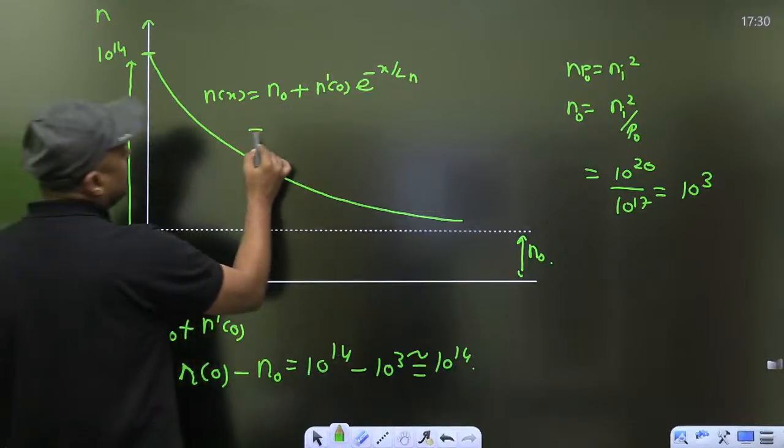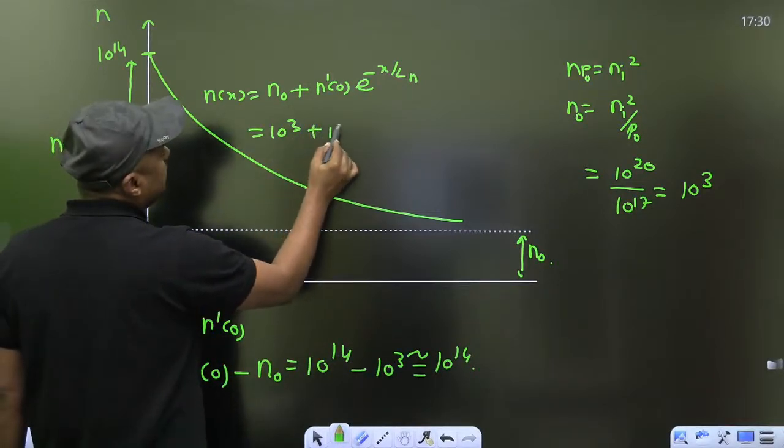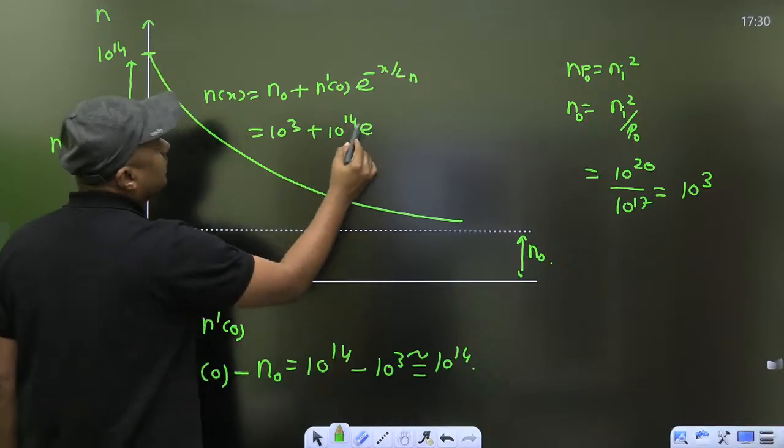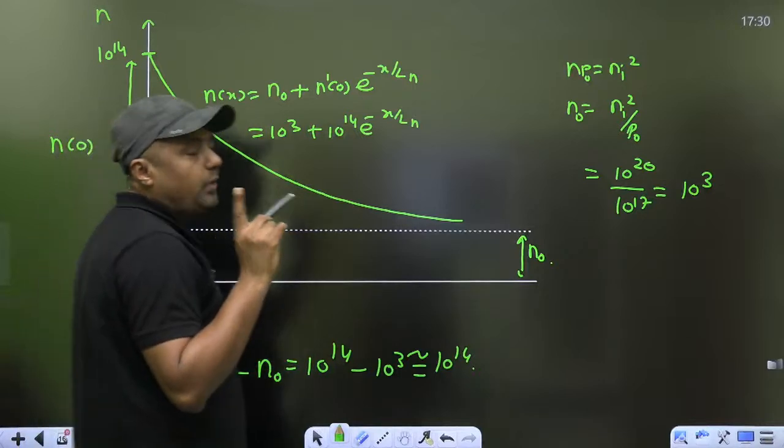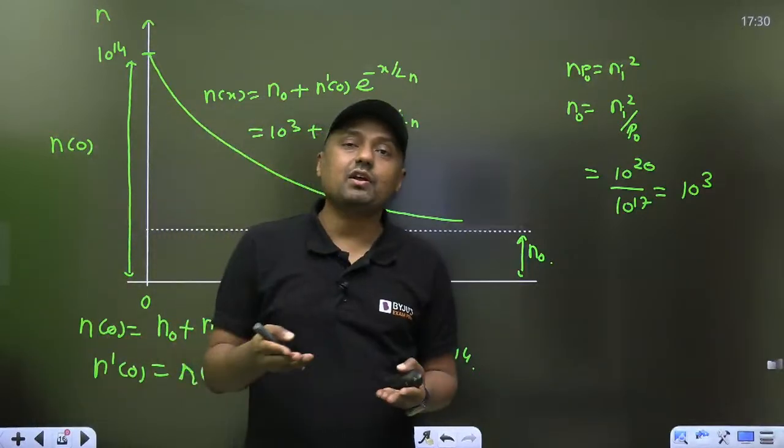Now, this is 10 to the power 3 plus 10 to the power 14 e raised to power minus x by Ln. This is the formula. What is Ln? 2 micrometer. And what is x? It is given 2 micrometer.